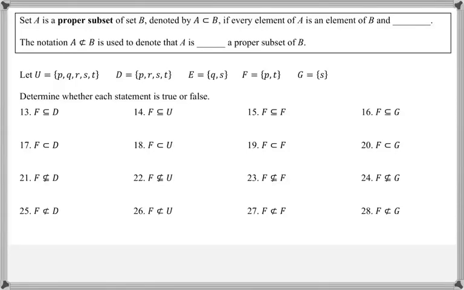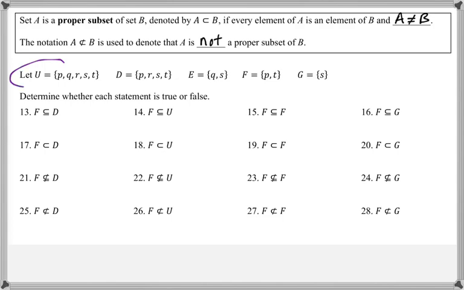Set A is a proper subset of set B, denoted by this symbol, if every element of A is an element of B and A does not equal B. And this notation is used to denote that A is not a proper subset of B.